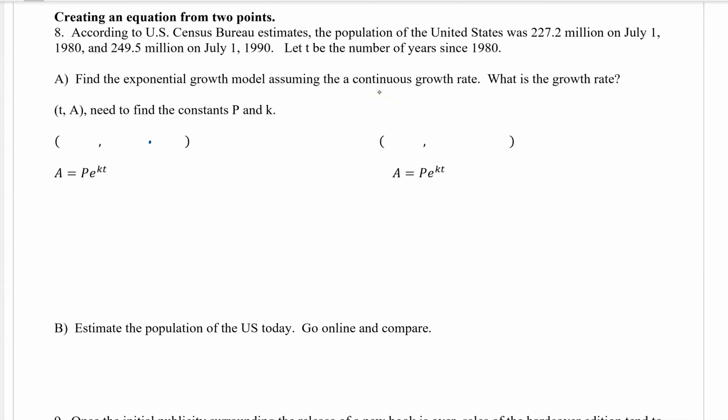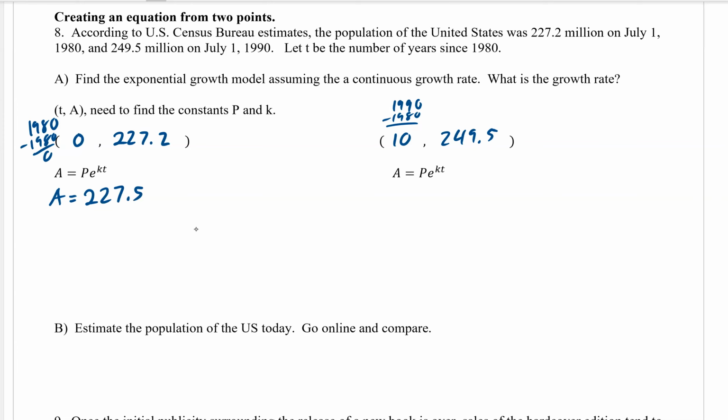So if we know our first value is 1980, then this would be 0, because 1980 minus 1980 is 0, and its amount was 227.2. Then we do the same thing with 1990 by subtracting it. That gives us 10, and its value was 249.5. So if we have an exponential function and we plug in 10, we want it to give us 249.5, and if we plug in 0, we get 227.2, which means we already know the initial amount. That gives us our starting function.